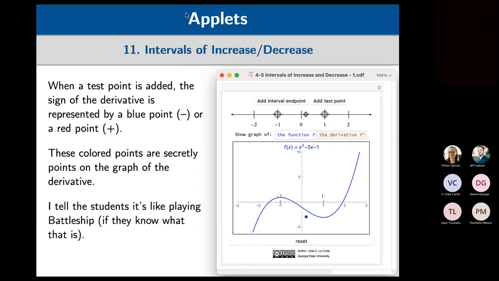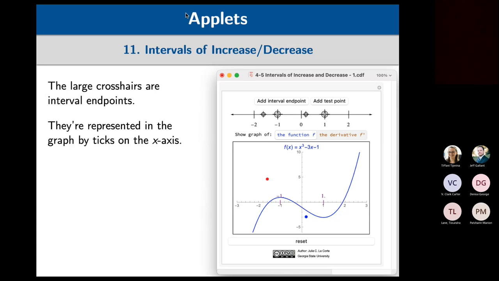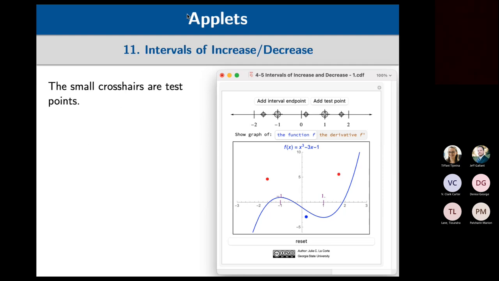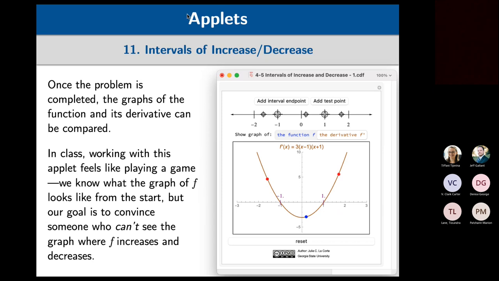I tell the students it's like playing Battleship, if anybody knows what Battleship is. The large crosshairs here are interval endpoints. They show up as ticks on the x-axis. The small crosshairs are the test points. And in class, working with this applet, it feels a little like playing a game.